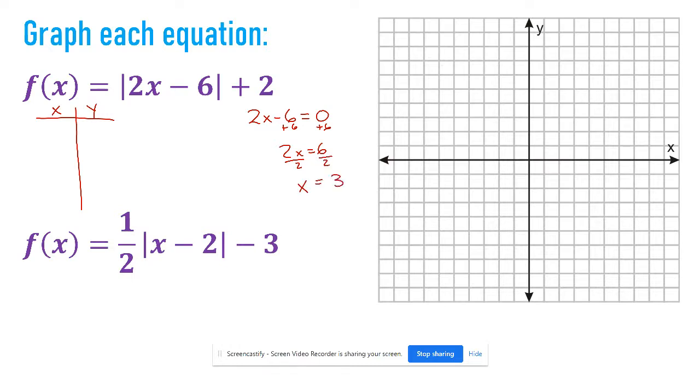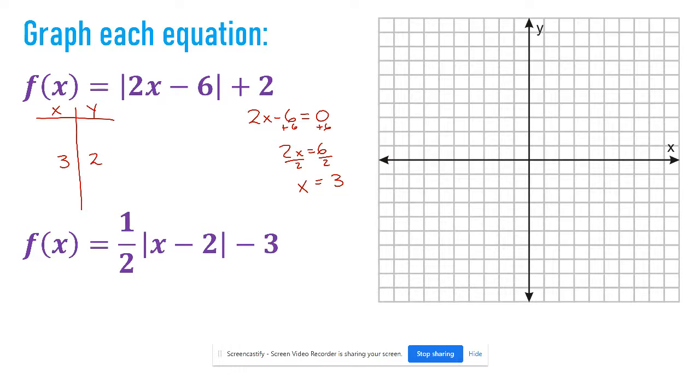So the very first thing I want to do is plug in a 3 for x. And if I plug in a 3 for x and I work this out, I know I'm going to get 0 in the absolute value. Then I add the 2, so 0 plus 2 is 2. Okay, now what I want to do is plug in things on either side of the 3.